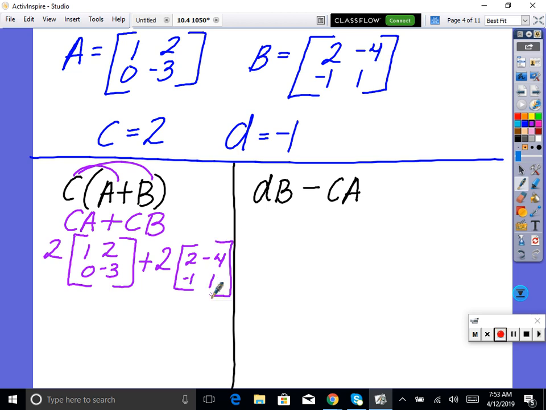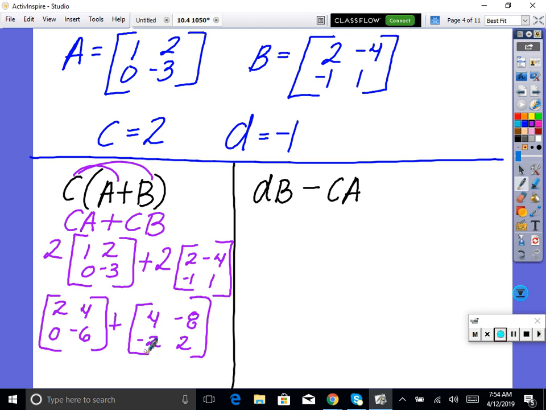So what would come first, addition or multiplication? Of course, multiplication, correct? So we would multiply 2 in. So then that would be 2, 4, 0, negative 6. We're going to add that to multiply 2 in. So that'd be 4, negative 8, negative 2, and 2. And then because these are the same dimensions, we can add the matrices together, and there's our official answer.